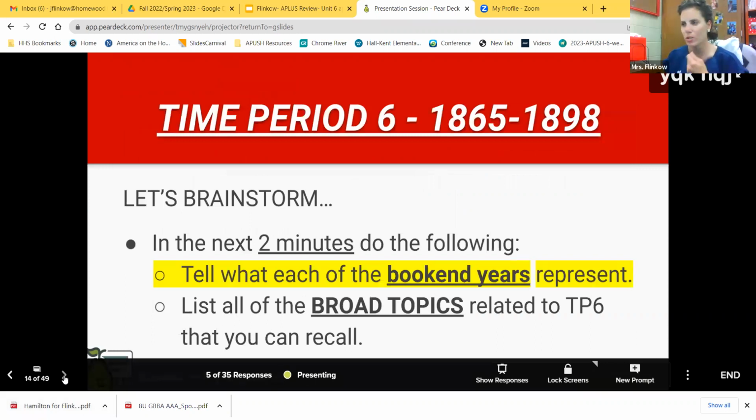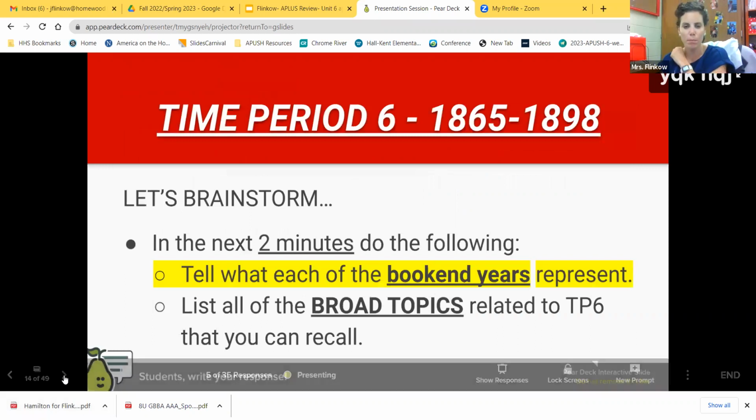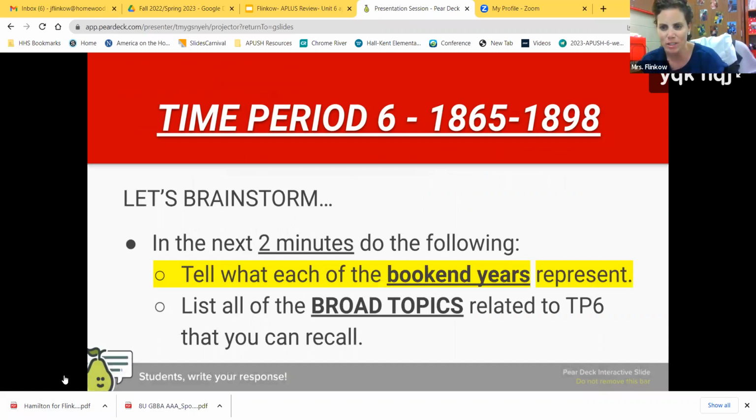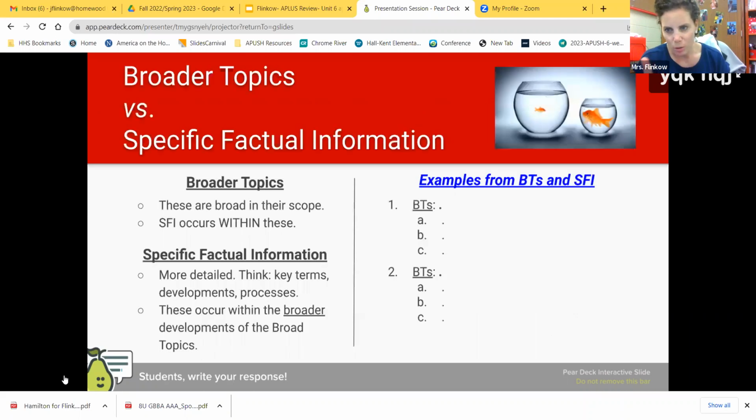All right, so what we're going to do here, guys, we're going to do something called bookend. I actually did this with my students today. We were reviewing time period 3. So bookend, I'm going to pause you. Actually, I'm going to go right here just for a minute so you don't write. Then I'm going to come back to it.